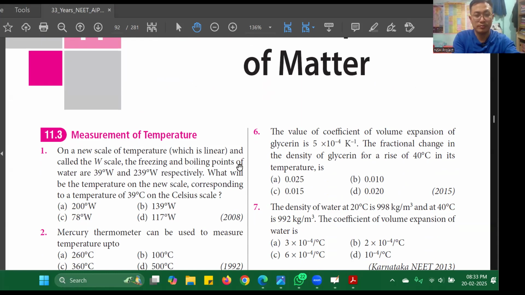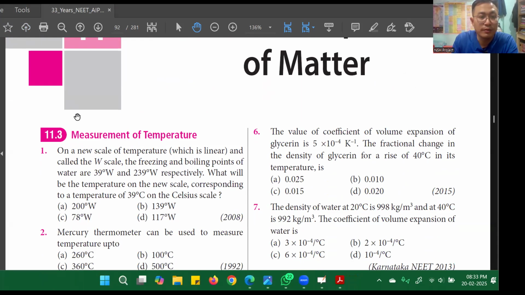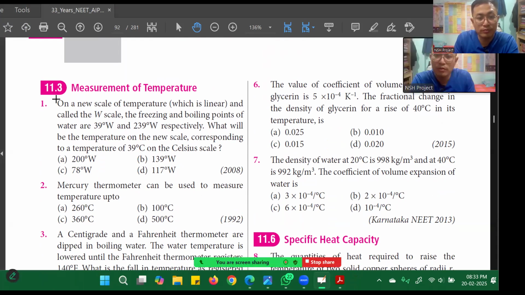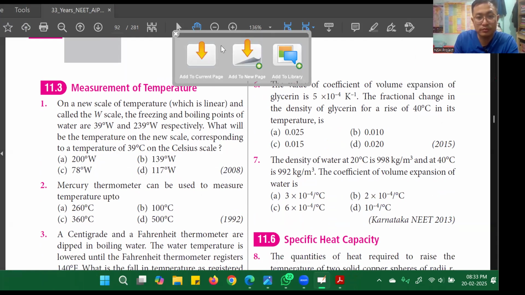The PYQ software is on thermal properties of matter. All right, fine. Question number 1.